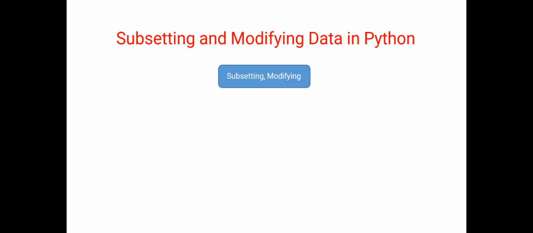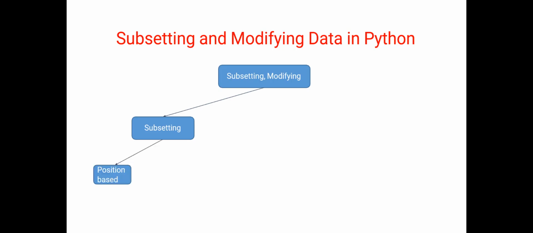Here are some topics that we will learn about. First of all, we will have subsetting. And under subsetting, we have 3 major types of subsetting the data. The first one is position-based subsetting, that is, using row or column number to subset the data. We have label-based subsetting as next, wherein we subset data based on the labels that are given to the row. And we have value-based subsetting, wherein we subset data based on values that are present in rows or columns.